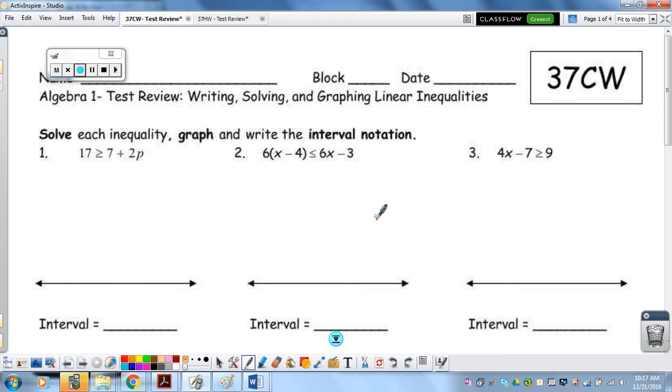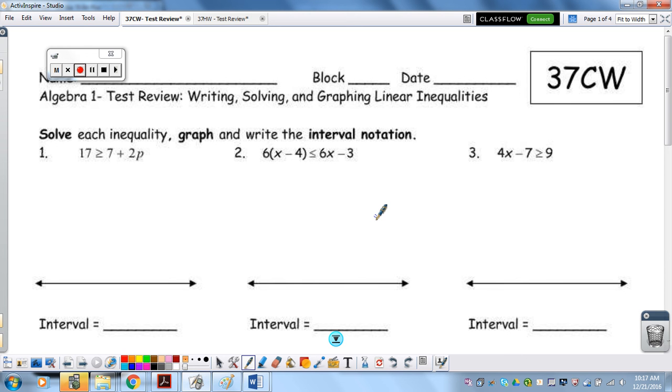So it says solve each inequality, graph, and write the interval notation. Don't worry about interval notation, okay? We're not going to see that on the test, so don't panic. What we're going to do is just solve the inequality. For number 1, it says 17 is greater than or equal to 7 plus 2p. Your main goal is you want to get p by itself.